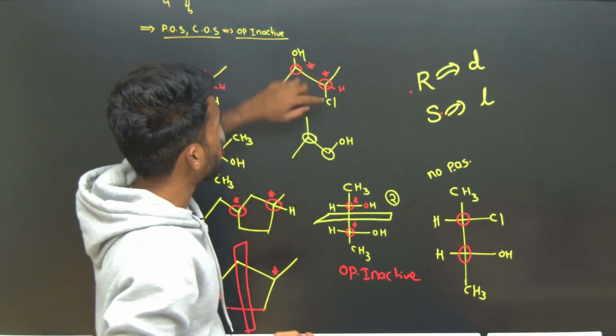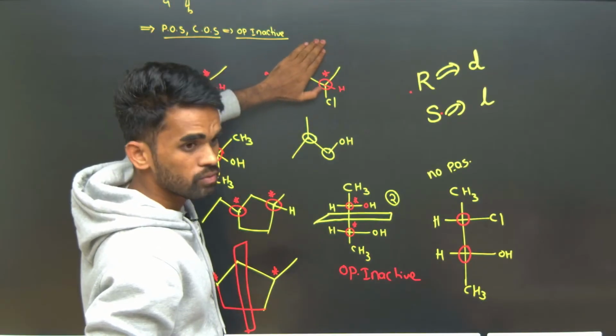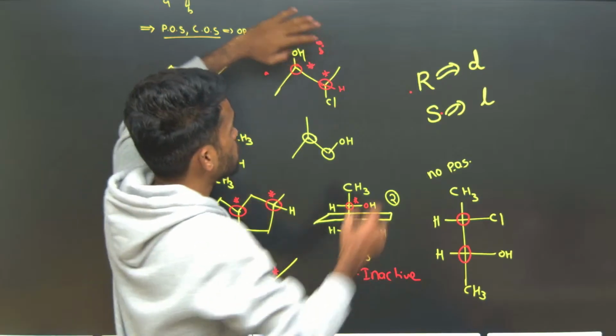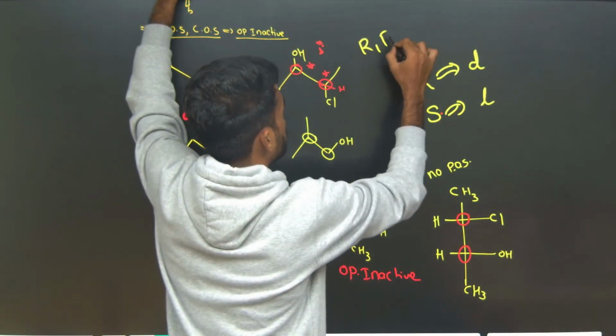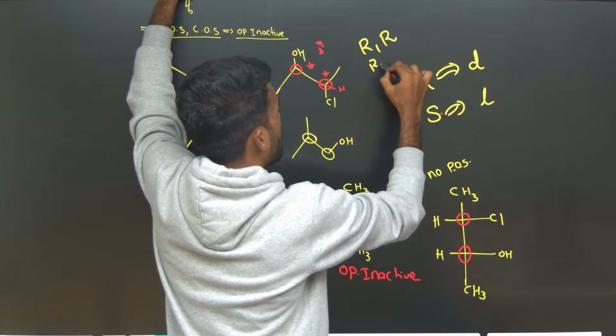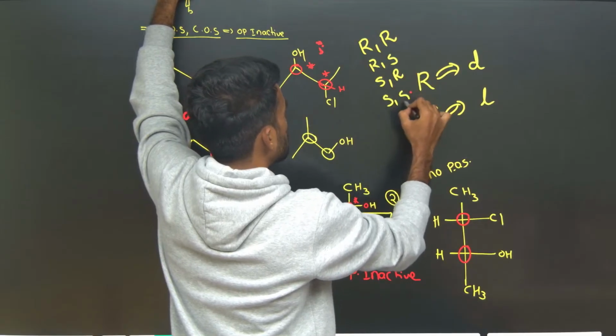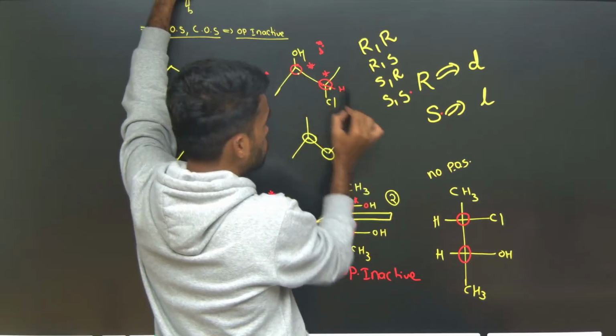So now, how many chiral centers are there here? One here, and one here. It can be R here, and here also it can be R. So it can be an RR kind of product, or it can be RS, or it can be SR, or it can be SS. So the number of chiral centers is 2.